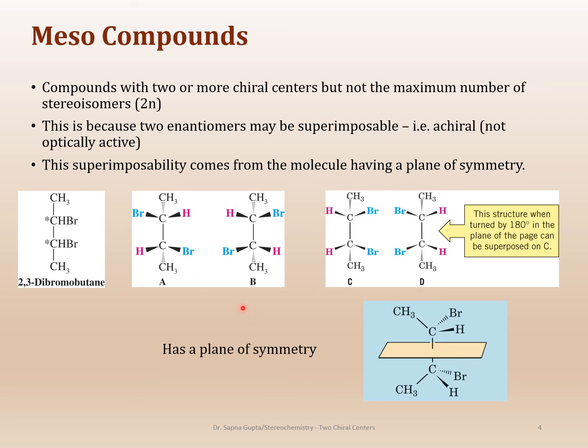And how does that come out to be? That is because this molecule C and D, they can actually be superimposed on each other. So if you take D out of the plane, flip it 180 degrees, you should be able to superimpose it on C. And that's why, if it is superimposable, it's not optically active, it's not chiral. These kind of compounds are called meso compounds.